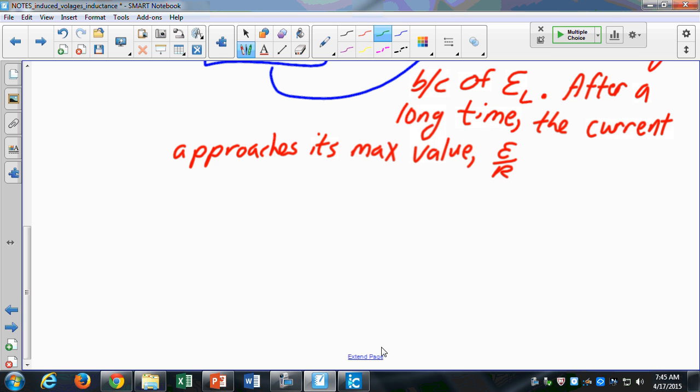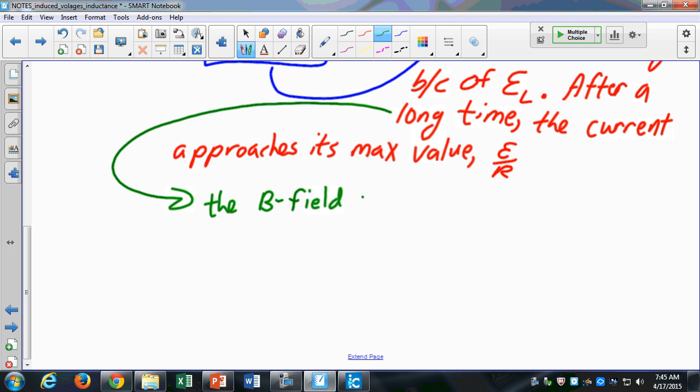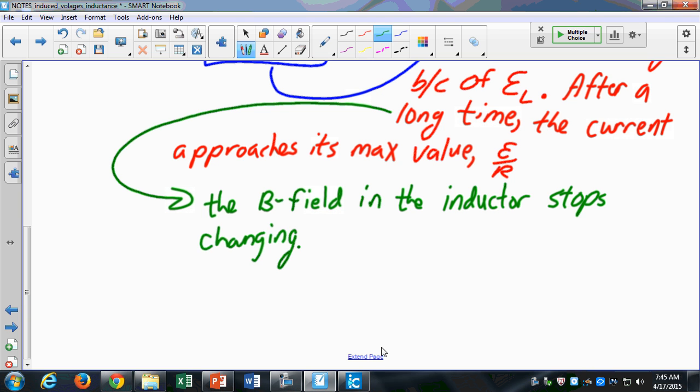After this long time, the B field in the inductor stops changing. Remember, it's a changing magnetic field or a changing magnetic flux that causes an EMF. And after a long time, that magnetic field stops changing because my current reaches this maximum value and it doesn't change anymore. So then I no longer have this EMF, and at that point, EL goes away, and the inductor just acts like a piece of wire.